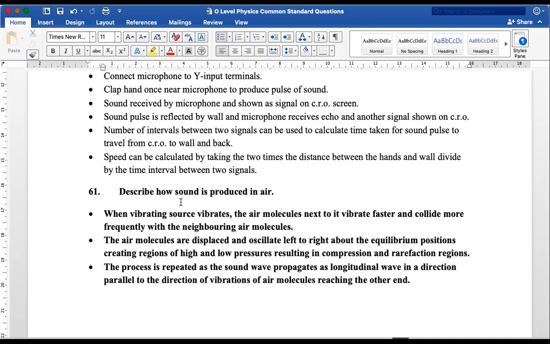When the vibrating source vibrates, the air molecules vibrate faster and collide more frequently with the neighboring air molecules. The air molecules are displaced and oscillate left to right about equilibrium positions, creating regions of high and low pressures, resulting in compression and rarefaction regions. The process is repeated as the sound wave propagates as a longitudinal wave in a direction parallel to the direction of vibration of air molecules, reaching the other end.